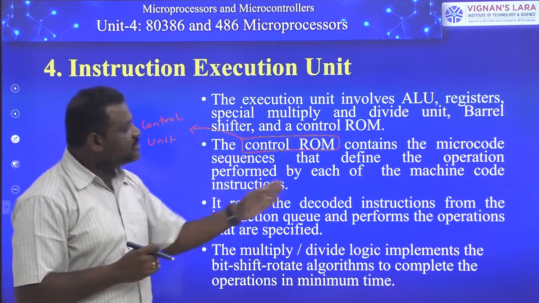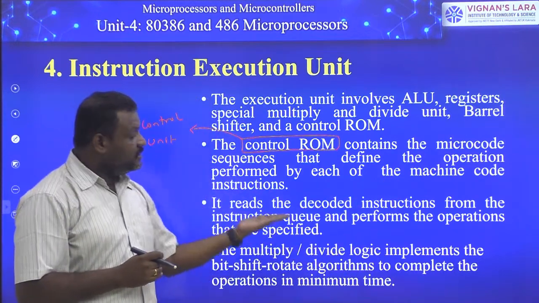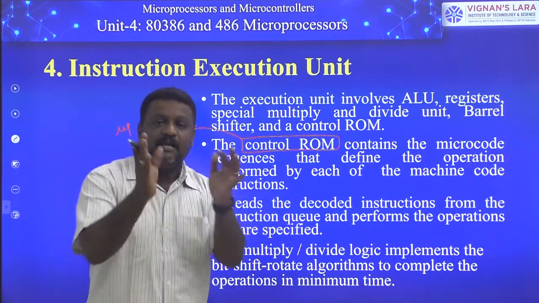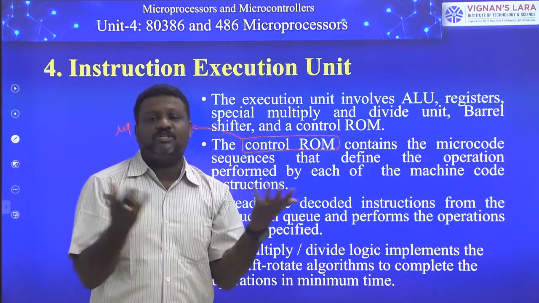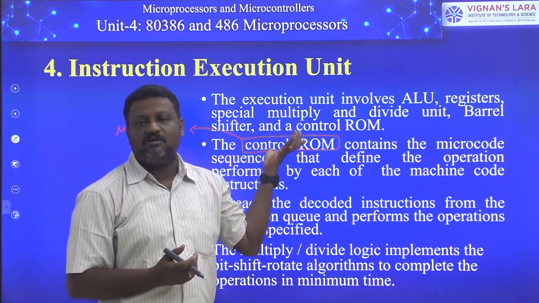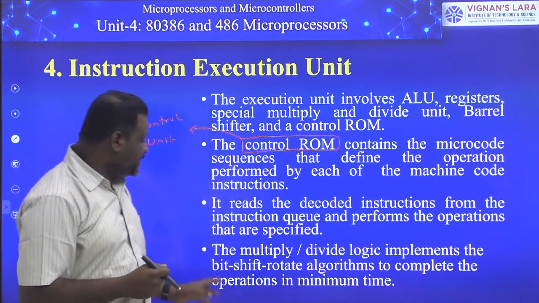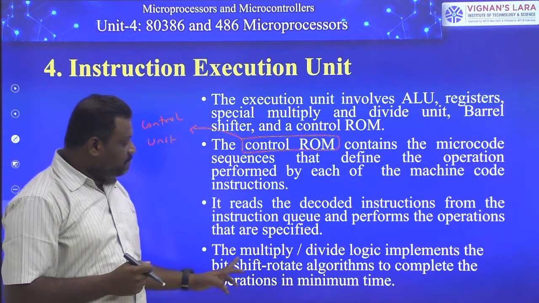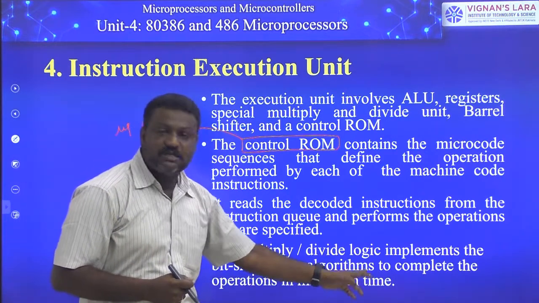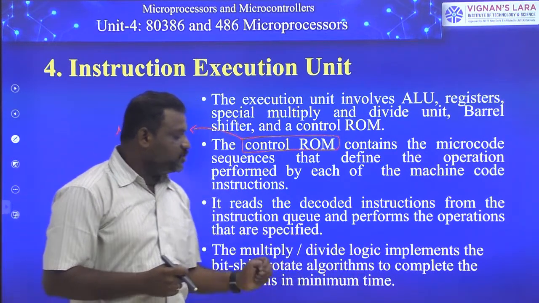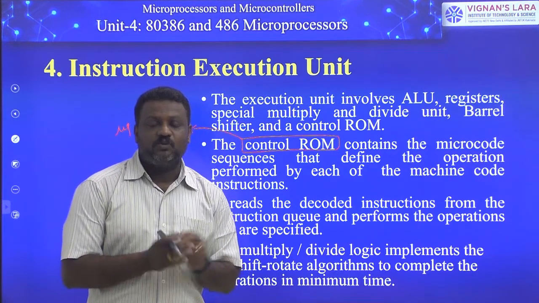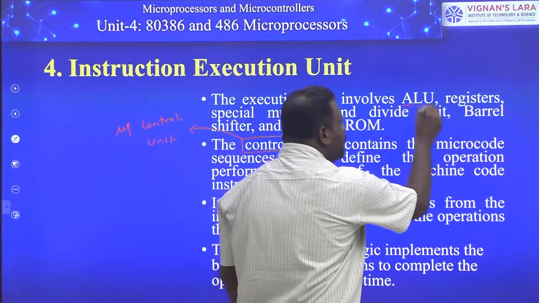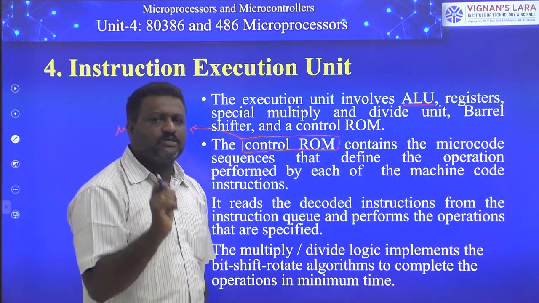And next, it reads decoded instructions from the instruction queue and performs the operations that are specified based on the microinstructions I was reading from my control read-only memory. And next, the multiply and divider logic implements bit shift and rotate algorithms to complete the operations in minimum time. So one thing is very clear, guys. Already you have an ALU. ALU means arithmetic and logical unit.